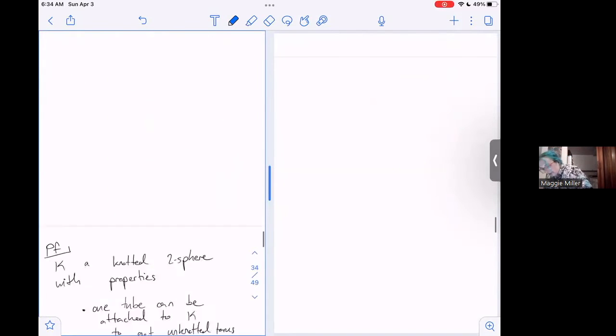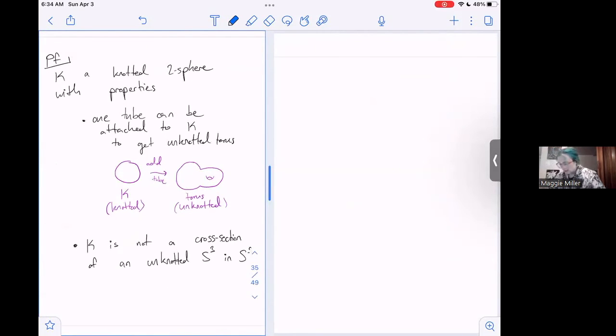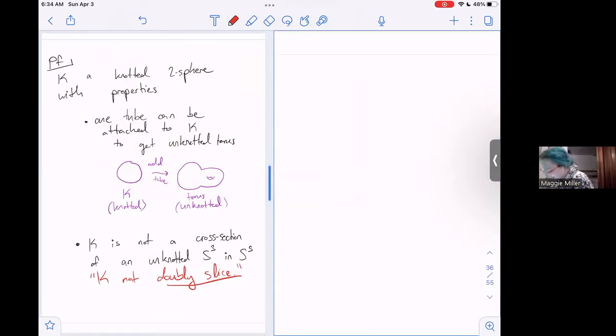Okay. Property 2 is that I want to know that my 2-sphere is not the cross section of an unknotted S3. So you might have seen this term before. I mean that K is not, oh, I wrote the wrong one. K is not doubly slice. So this is something that people study for classical knots as well. I mean, much more in S3.